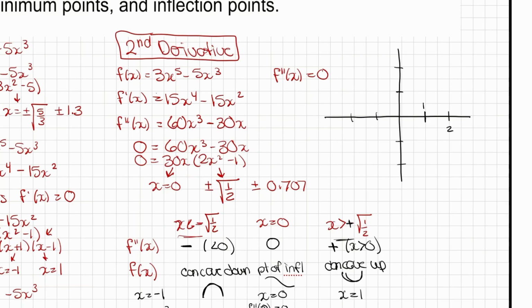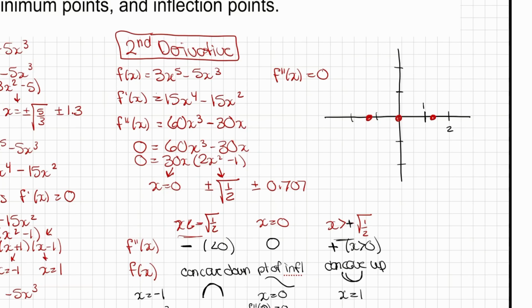So now, let's start by adding the x-intercepts. Our x-intercepts, remember, were at when x was negative 1.3, so let's put that right about there. We know we have something happening at 0, 0, and at positive 1.3. Okay, so there are my x-intercepts.